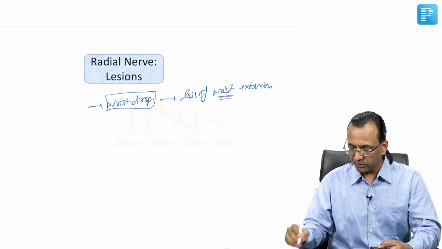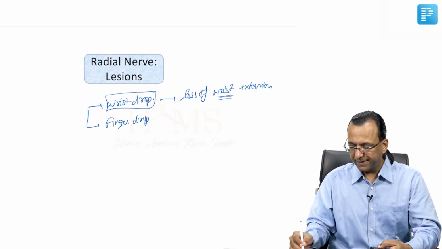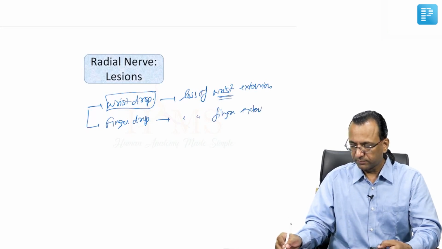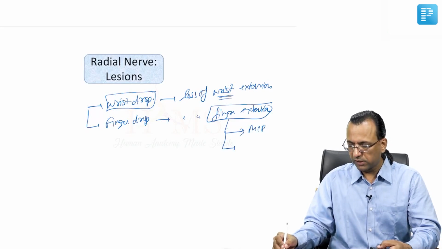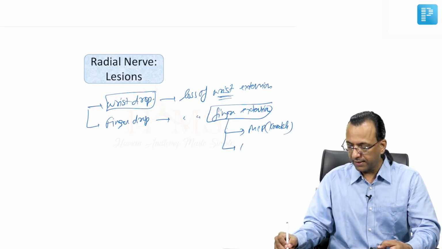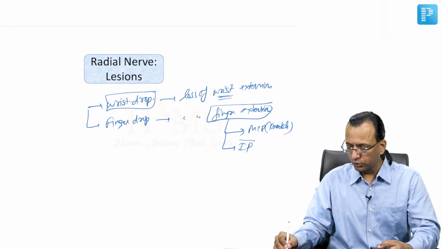What else will be there? There can be finger drop also. What is finger drop? It is loss of finger extension. Loss of finger extension where? At the MCP joint, which is the knuckle joint, the metacarpophalangeal joint, and also the interphalangeal joint. Are you sure about that?